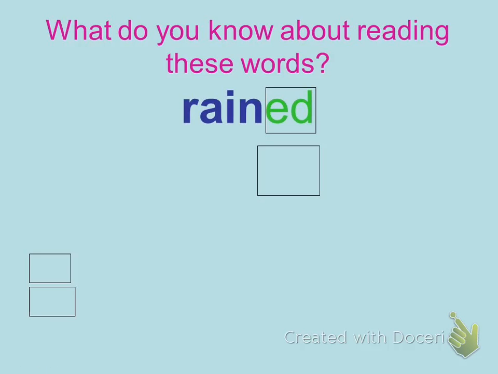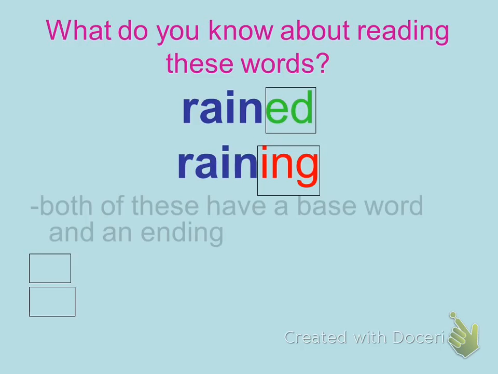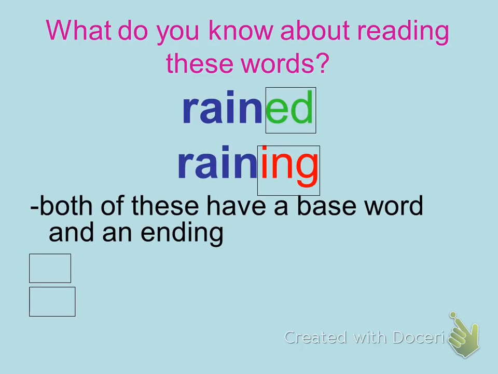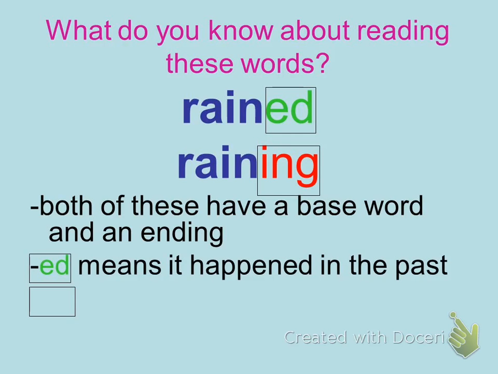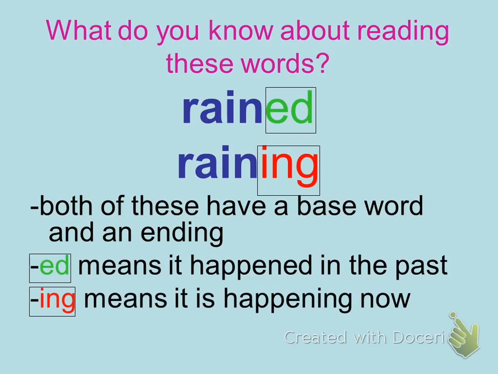We have the root word rain, and we add ed to show its past tense, rained. We have the word raining. There is the root word rain. We add ing to show present tense, raining. We did not have to change anything in any of the letters to add those particular endings. Both of these have a base word and an ending. ed means it happened in the past, and as I already stated, ing means it's happening now.